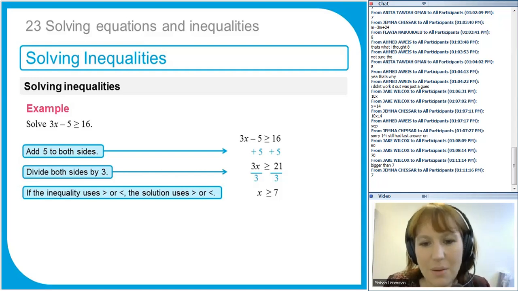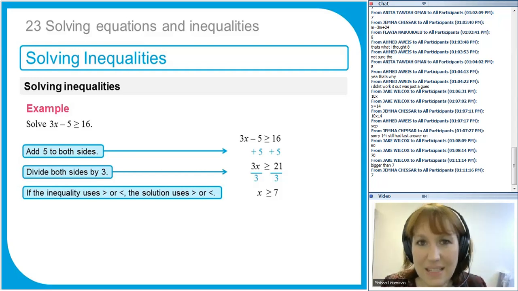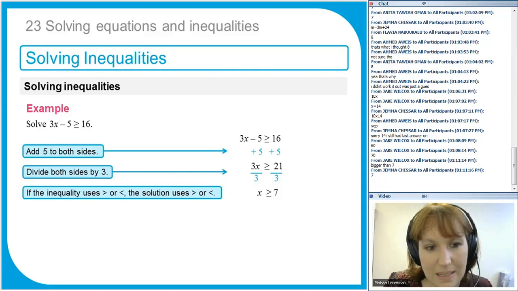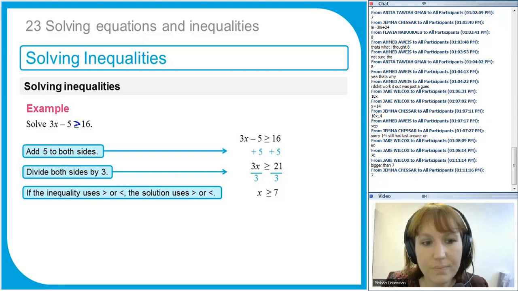So if there's any value of x that's less than 7, it's not going to work. And if it's exactly equal to 7, that works as well, because this is greater than or equal to. So if x was 7, 3 times 7 is 21, and 21 take away 5 is 16.